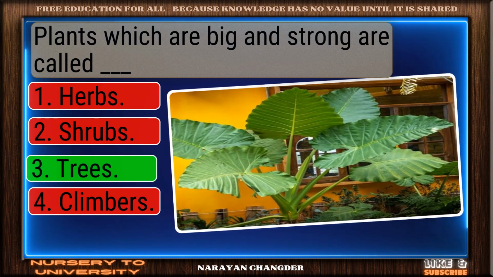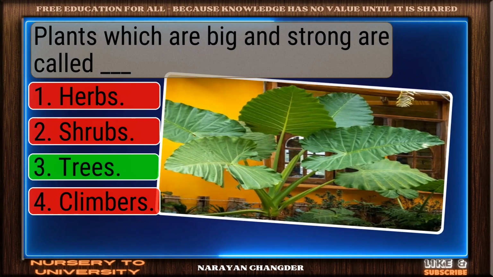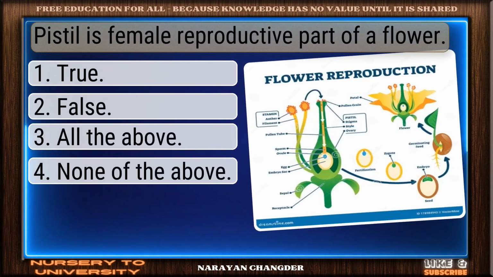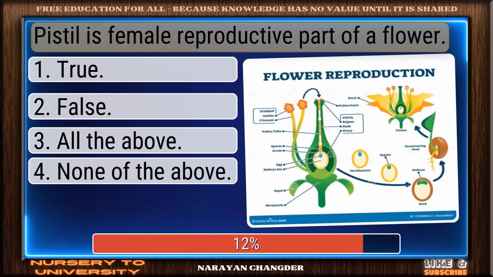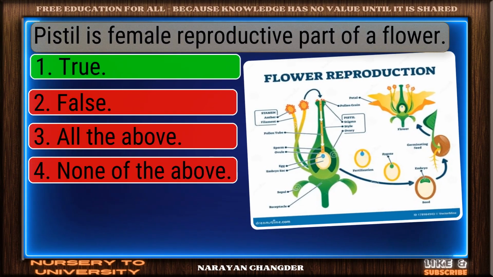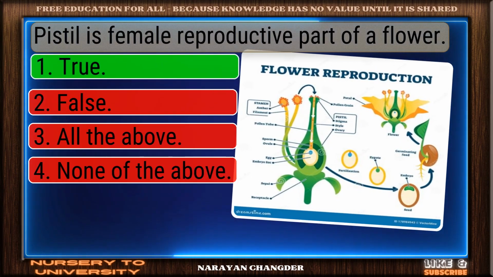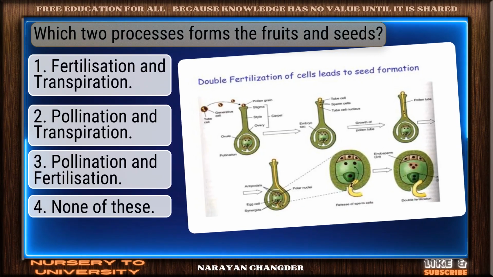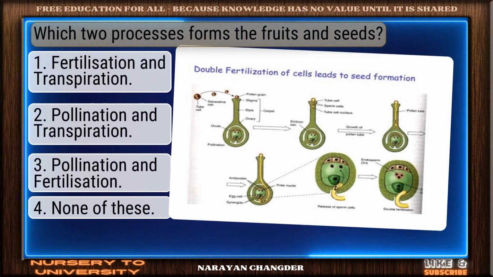Well picked. Trees is the correct answer. Pistil is female reproductive part of a flower. Nice selection. True is the correct and valid answer. Which two processes forms the fruits and seeds?